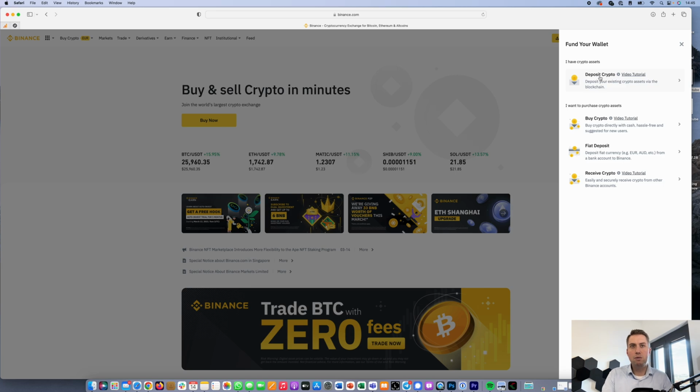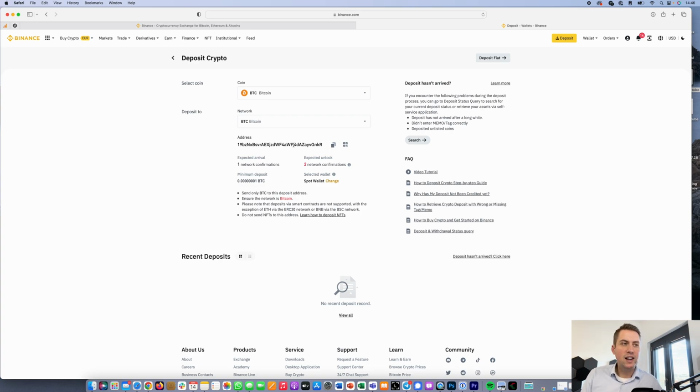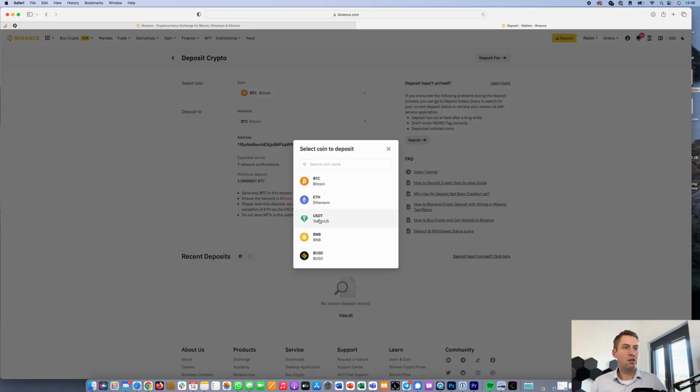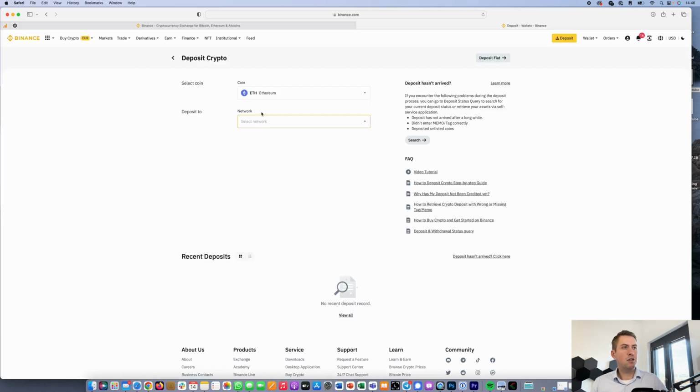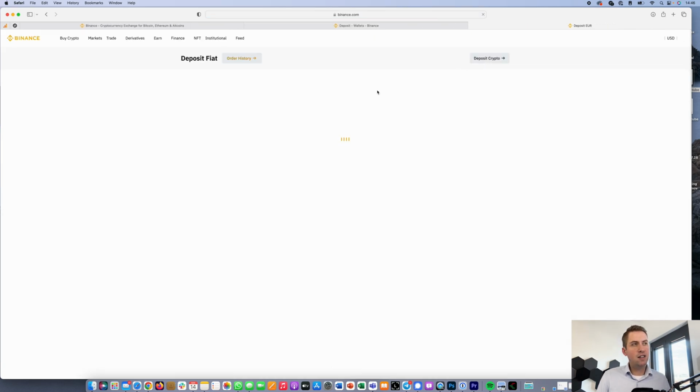So first of all, if you already have cryptocurrencies, you can easily deposit cryptocurrencies. Just select the coin here, like Bitcoin, and the network, the Bitcoin network, and then it shows you an address where you can send your Bitcoins to. Or you can select any other coin like Ethereum and the network, and then it again shows you an address where you can send the Ethereum to. That's fairly straightforward, but you can also deposit in regular currencies.